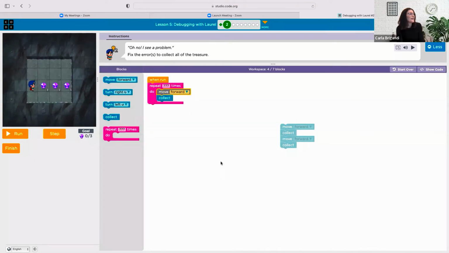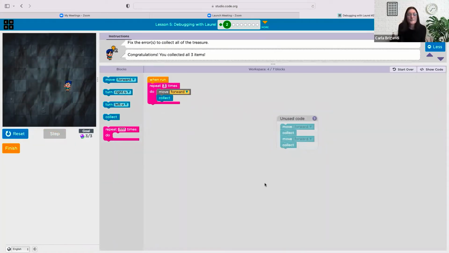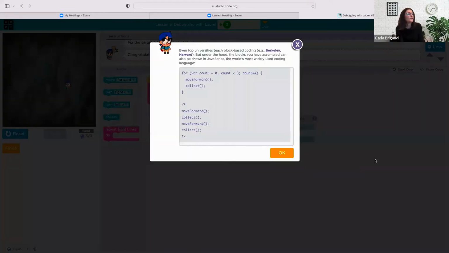I'm going to reset. So let's see, Laurel moves forward, collects, moves forward, collects, moves forward, collects 3 times. So I need to put a 3 in the box. And now I'll run it. Awesome.